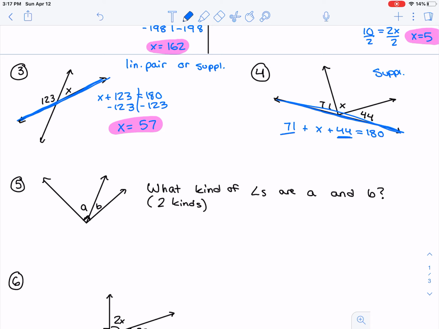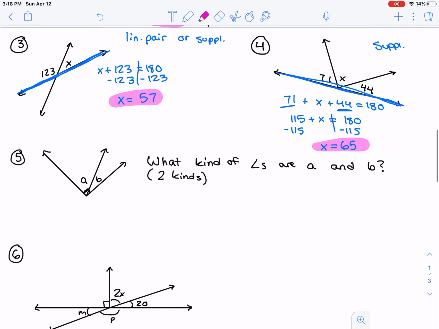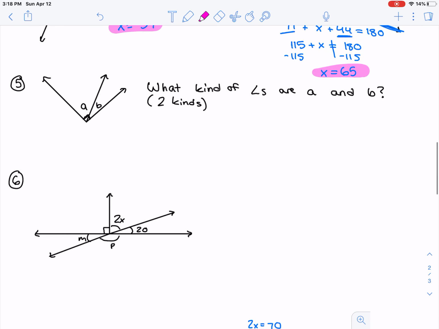71 plus 44 is, let's see here, why can I not do this in my head? 71 plus 44 is 115. All right, and that's equal to 180. So again, I want that x by itself, so I'm going to subtract 115 on both sides, and x is going to be equal to 65. Okay. All right, number 5, we have what kind of angles are A and B.